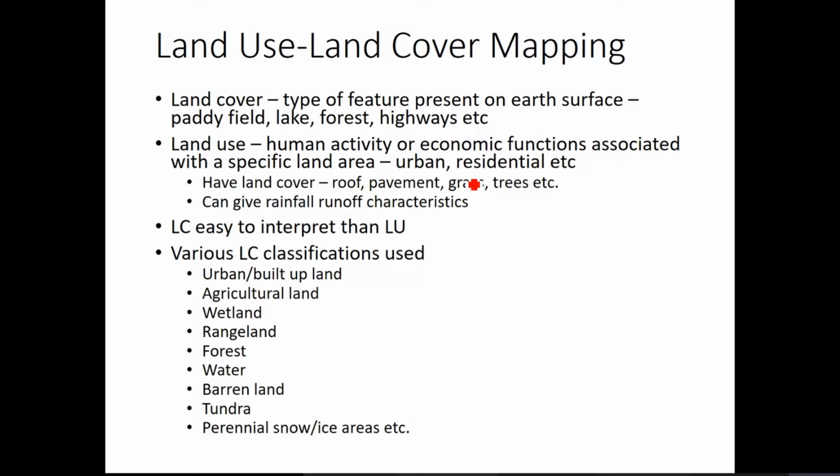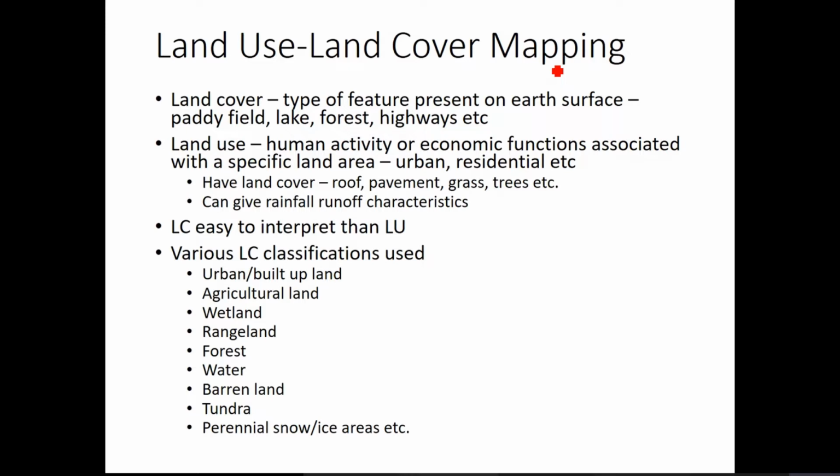So what does land cover mean? Land cover, or LC, means the type of feature present on the earth surface. So what is on the earth surface? That is land cover. What is the earth covered with? You can simply correlate it with that. Maybe a paddy field, a lake, a forest, a highway. What is a particular piece of land covered with? That is land cover. Type of feature present on the earth surface.